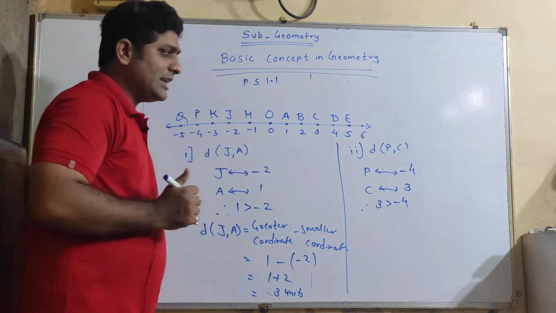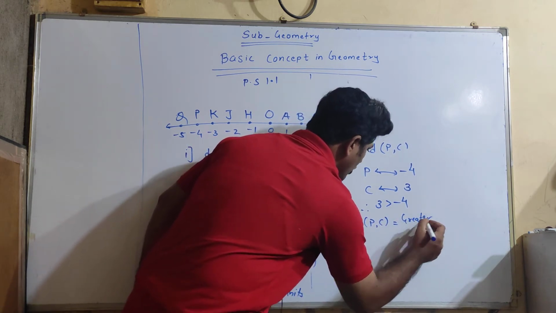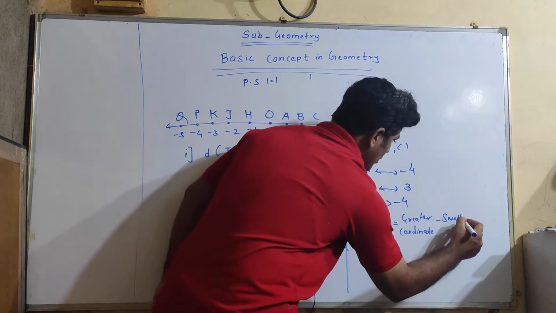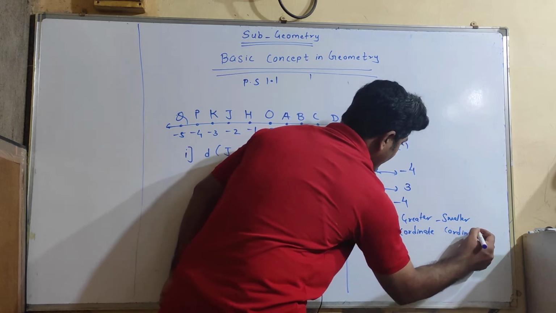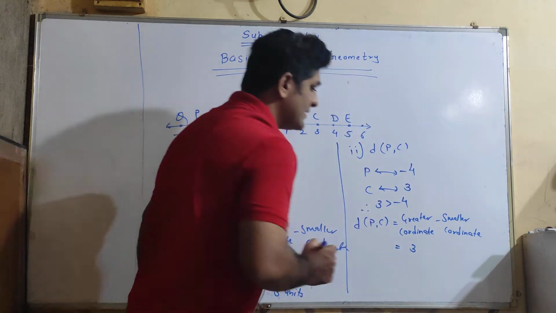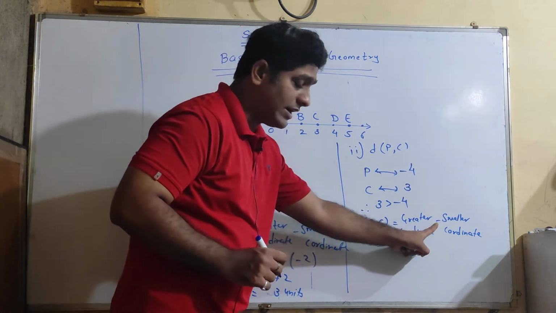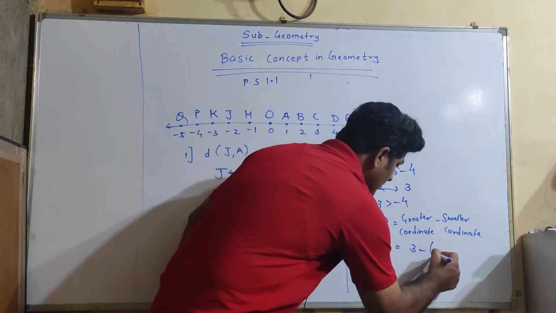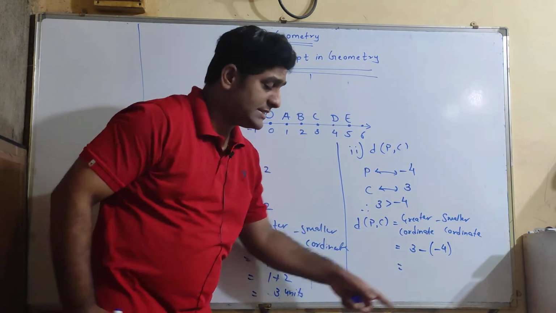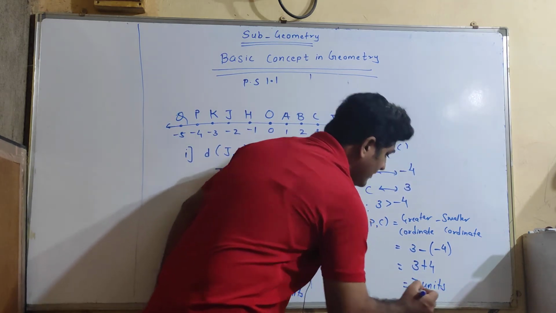Let us apply the formula now. Distance PC is equal to greater coordinate minus smaller coordinate. Is it clear students? So over here greater coordinate is 3, correct, and smaller coordinate is -4, but I am going to write this minus first and -4. Again we know the pattern students, minus is plus. So 3 plus 4, that is equal to 7 units.